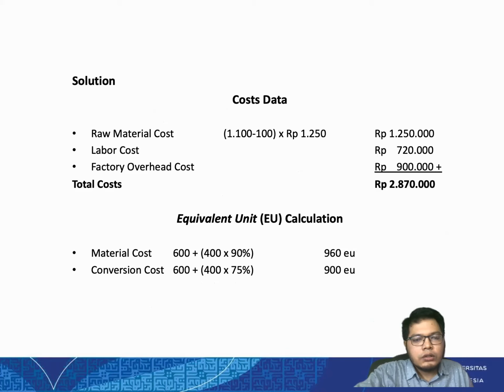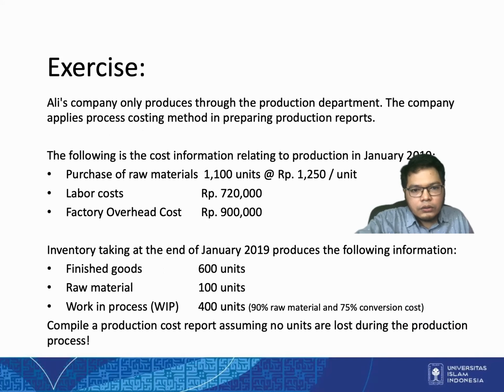And then as you can see here, raw material cost is used like this. Labor cost and factory overhead cost make up the total. As you remember, the labor cost added to the factory overhead cost can be called a conversion cost. Here you receive data, as you can see here in the work in progress.